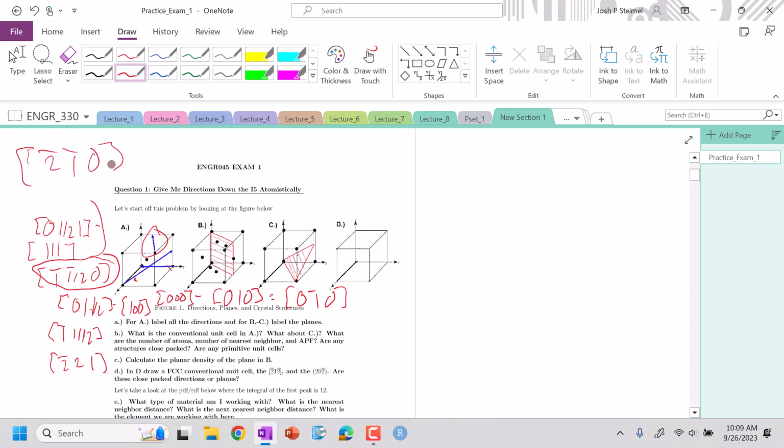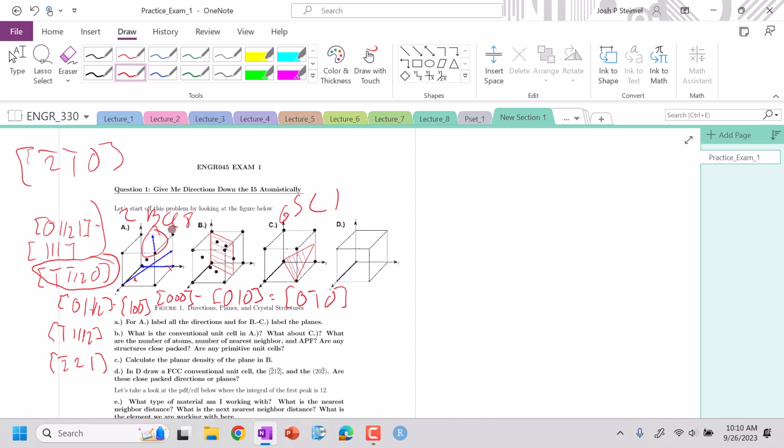Directions, planes. What is the conventional unit cell in A and C? So A, I am BCC. In C, I am simple cubic. What are the number of atoms, number of nearest neighbors, and APF? So the number of atoms here is 2, 1. Number of nearest neighbors, this is going to be 8, this is going to be 6. The APF, these are both less than 0.74, but you want to give the actual number.